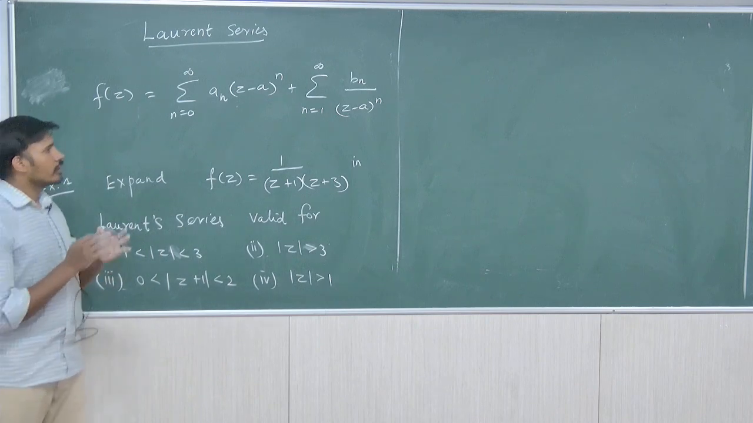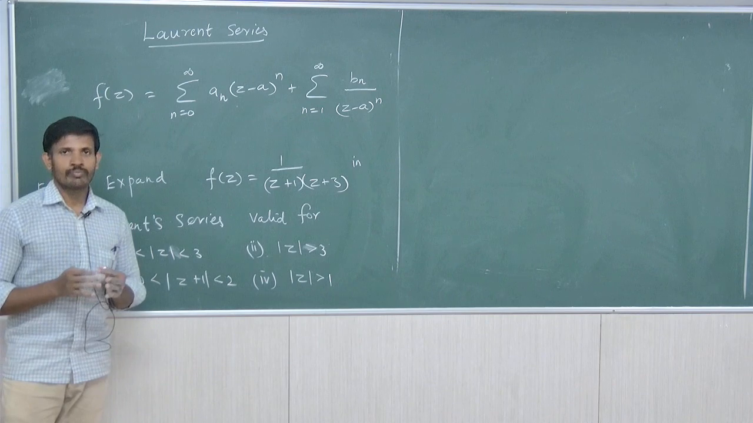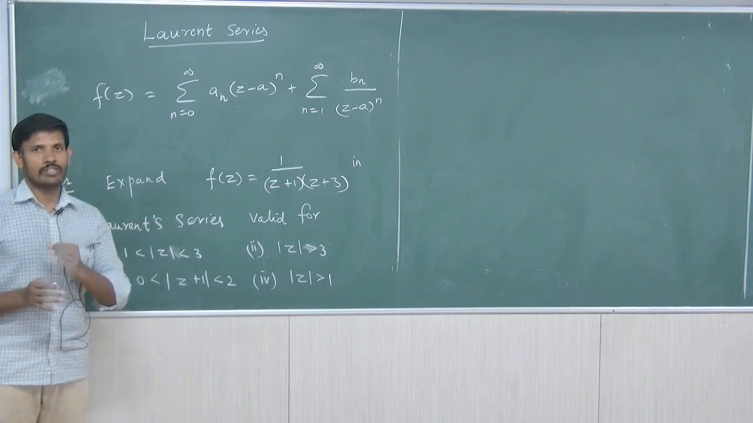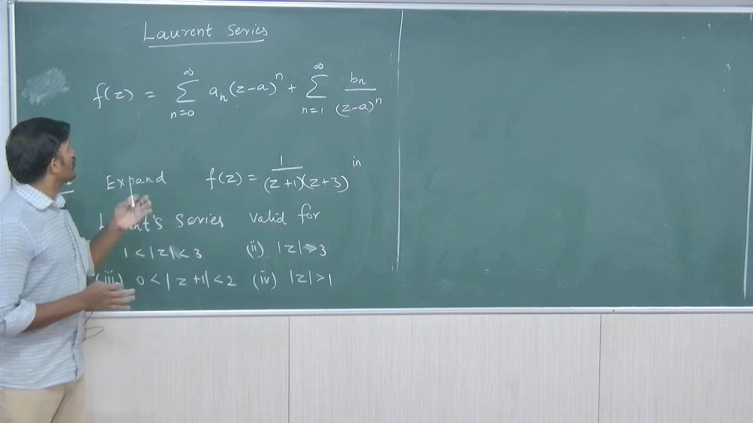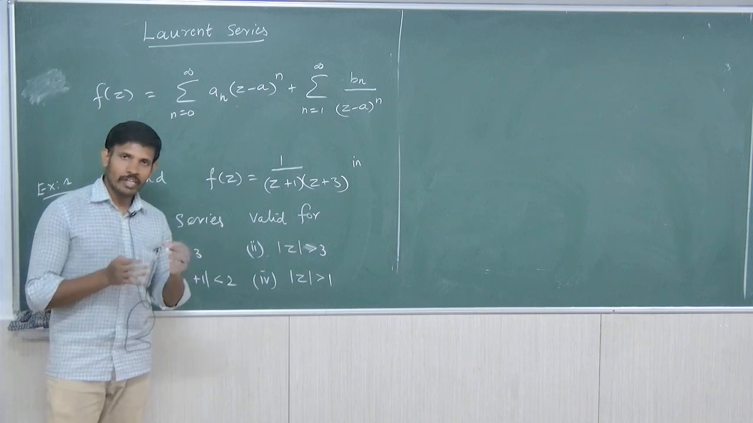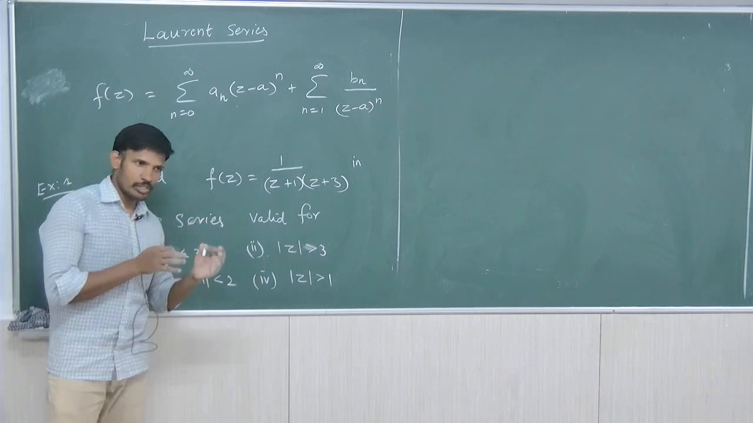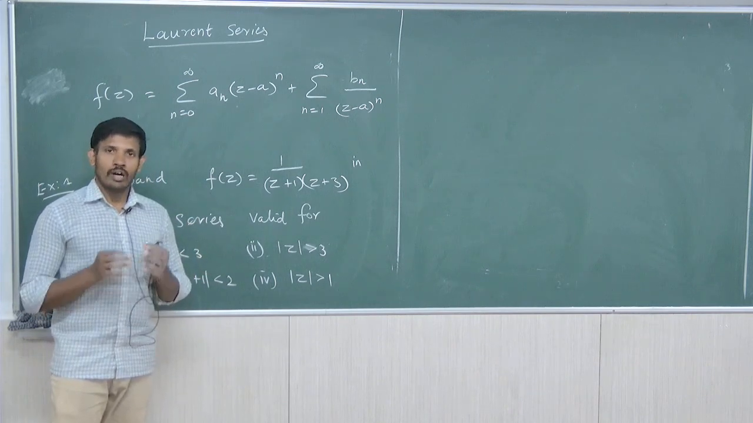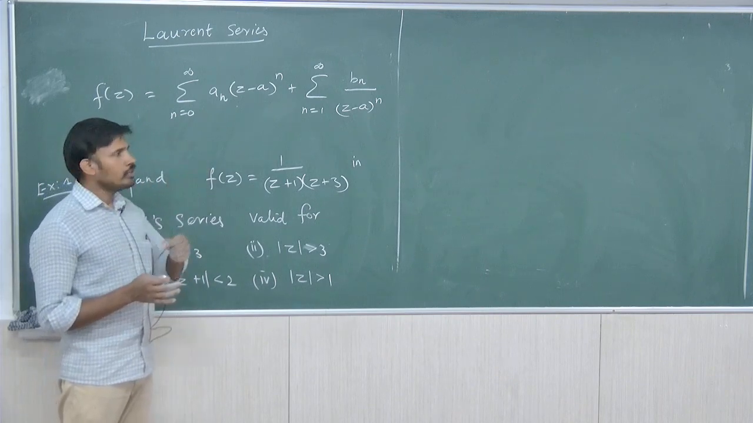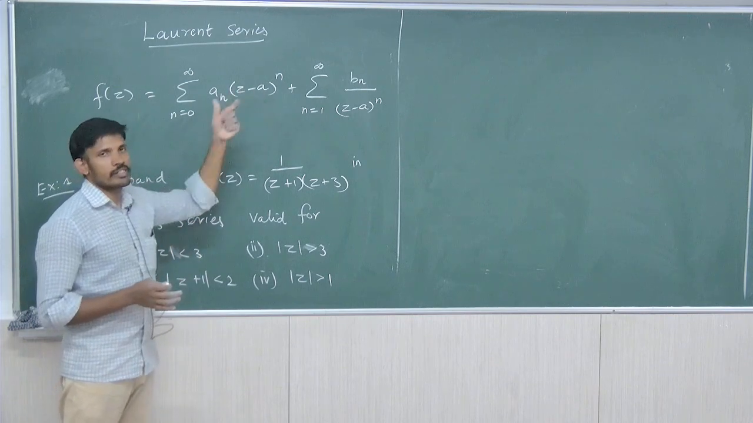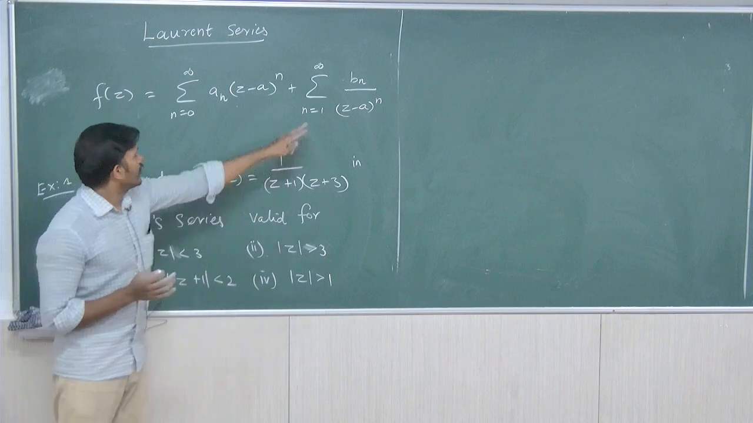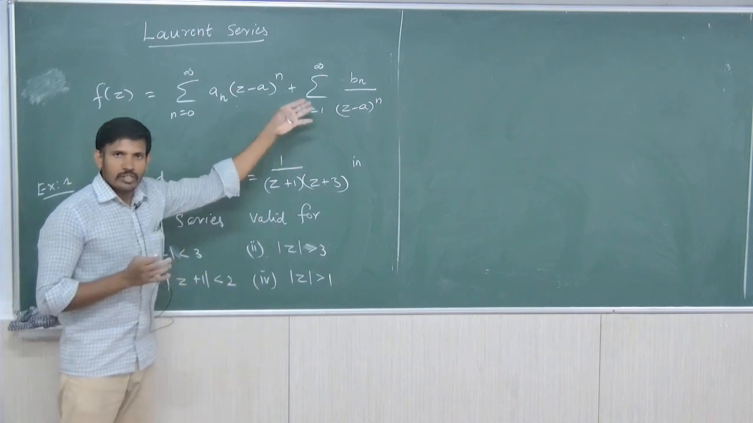Simply, in a Taylor series we only get the positive powers in the expansion of the function f of z. But in Laurent's series, you may get positive powers as well as negative powers of the corresponding term z minus a. Like this you may get. This is the main difference. In negative powers, the function is not analytic.